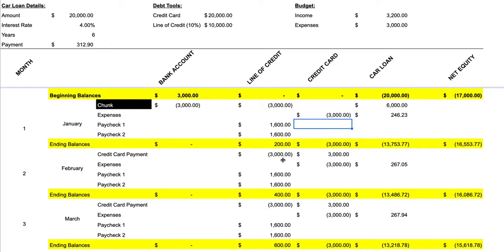And so now you have a negative $3,000 balance on your line of credit. But what you're going to do is, when your paychecks come in throughout the month, you just send those directly to the line of credit. That way that balance is reduced, and then there's going to be less interest accruing on the line of credit balance, right?